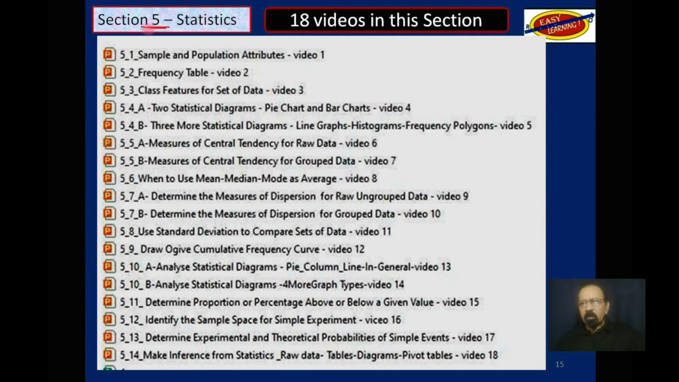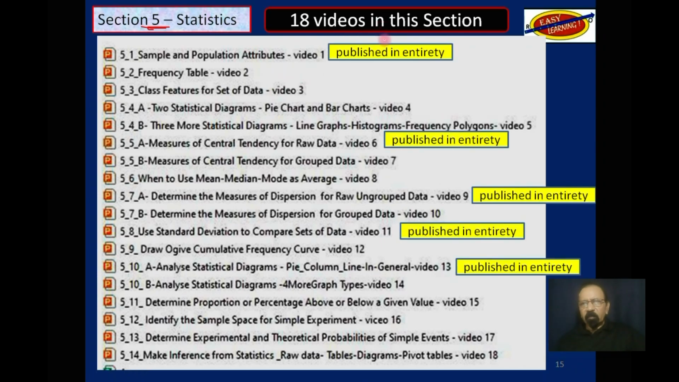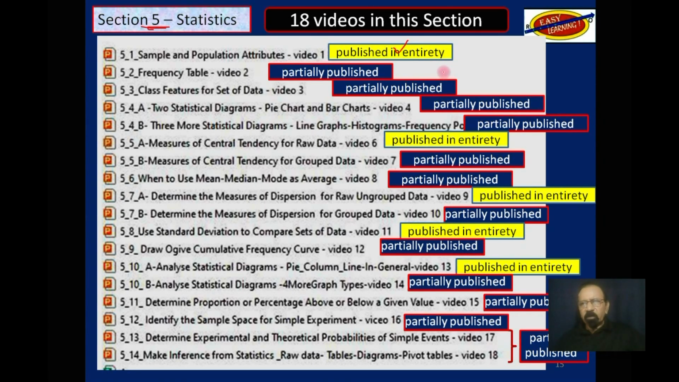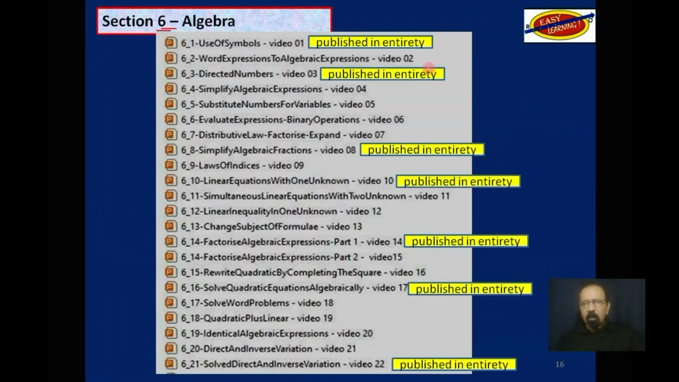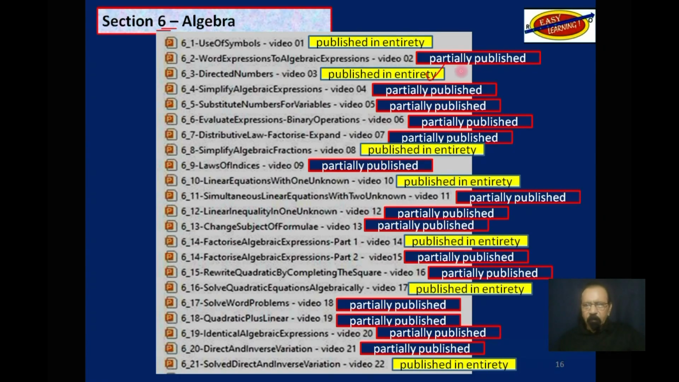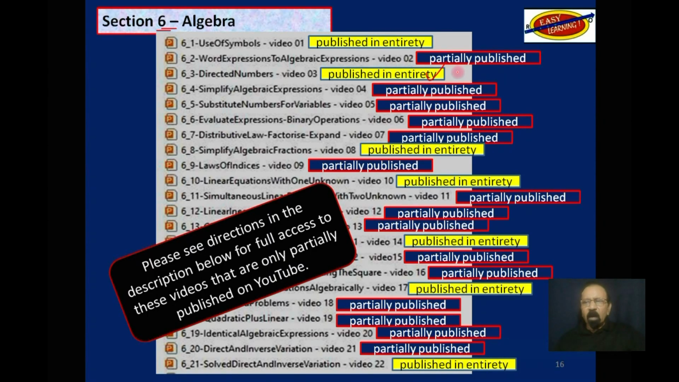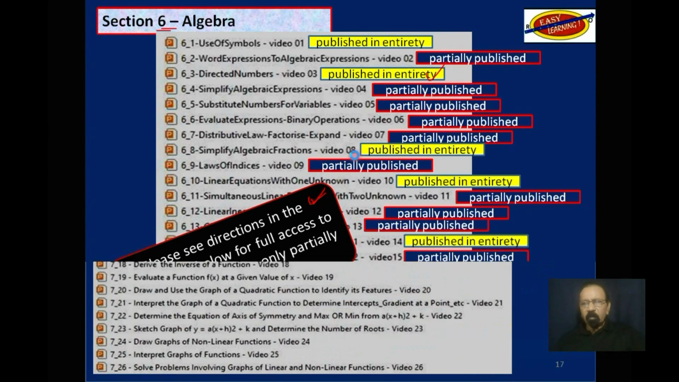Section 5, Statistics. Some of these videos have been published on YouTube in their entirety, as you can see indicated in yellow there, and the others partially. Section 6, Algebra. These 7 videos indicated in yellow here have been published on YouTube in their entirety, and the others partially. By now you know how to get full access for those videos that are only partially published on YouTube, as indicated in this black box here.